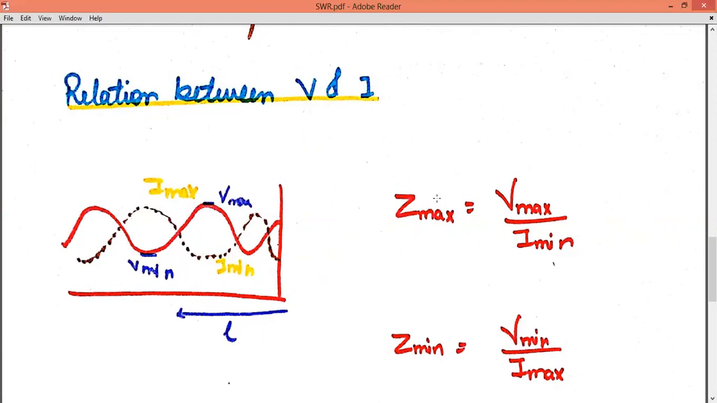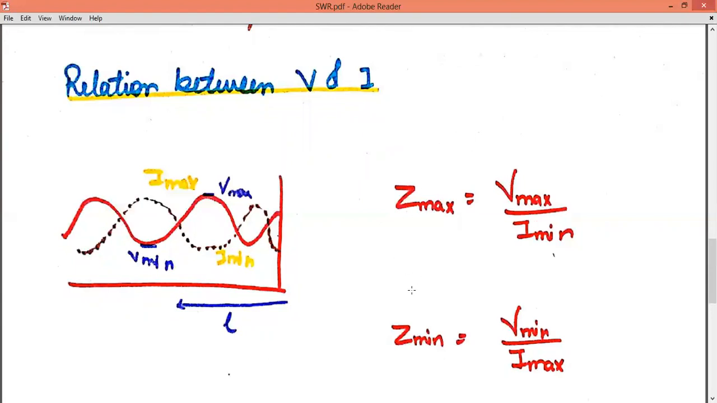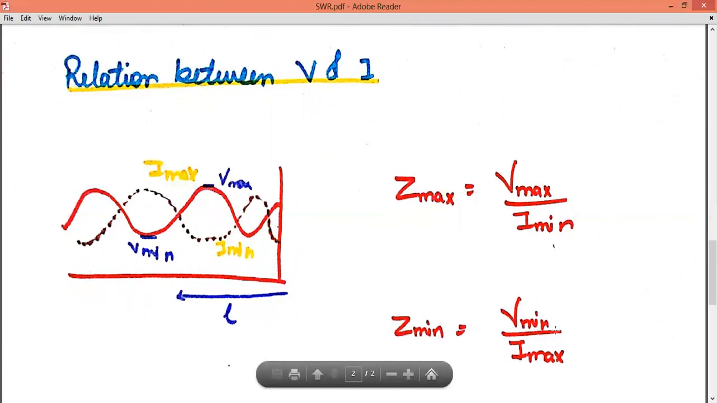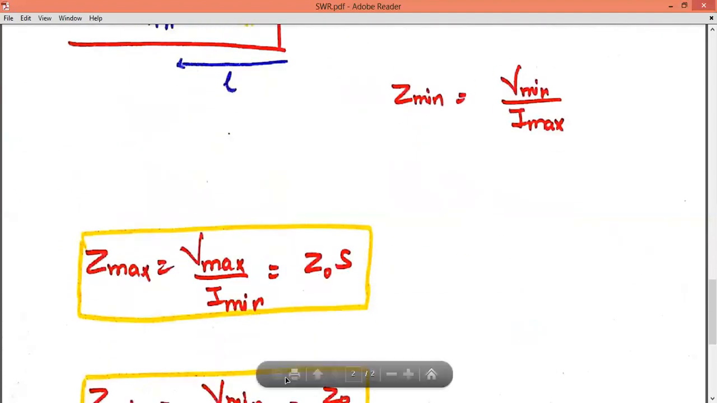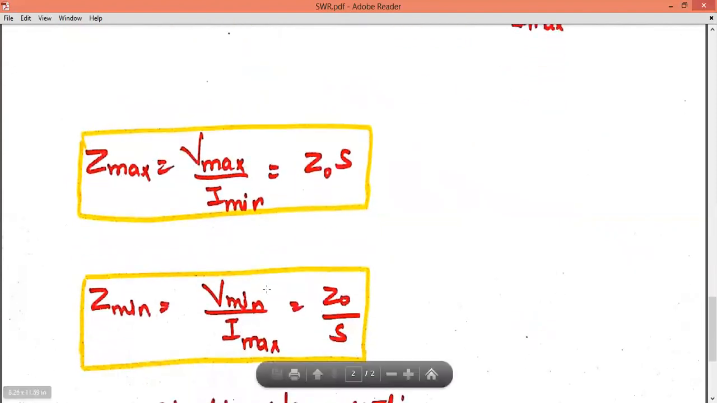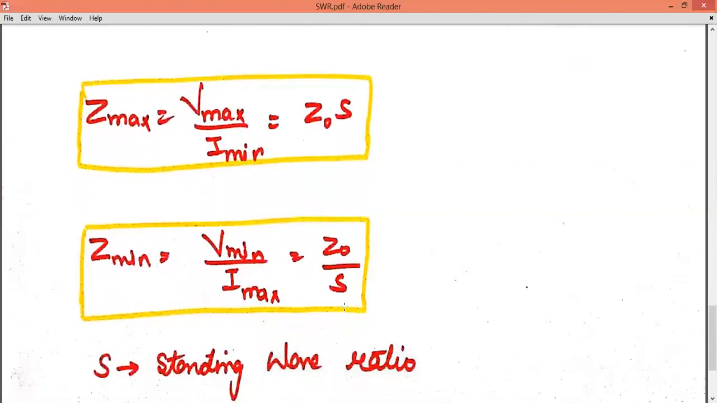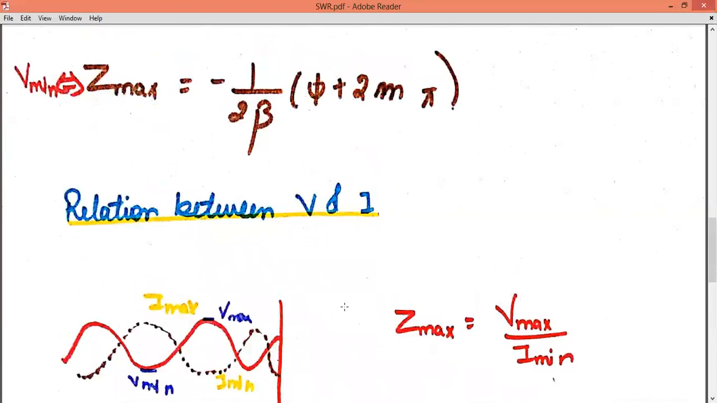So how are we going to write that? Z max, with the minimum current at that point, can be represented as V max upon I minimum. Basically these are the impedances, we are talking about impedance form also. So Z minimum is V minimum upon I max. Z max equals V max upon I minimum, which is equal to Z naught S, where S is the standing wave ratio. Z minimum equals V minimum upon I max, which equals Z naught upon S. So S is the standing wave ratio. This is the relationship between V and I.